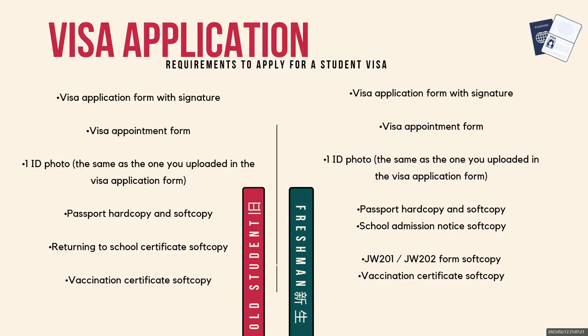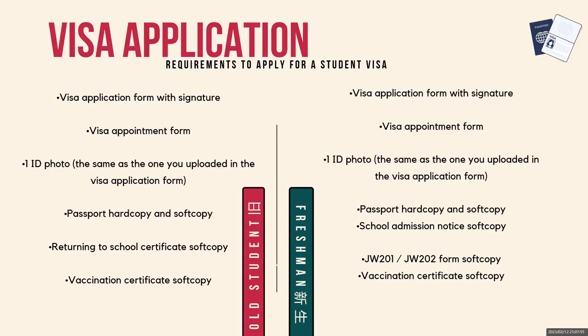And in this slide, you can see the requirements that are needed to apply for a visa application. If you pay attention, the requirements actually differ if you're an old student and whether you're a freshman. When you're an old student, you only need a visa application form with signature, a visa appointment form, one ID photo, passport hard copy and soft copy, returning to school certificate soft copy, vaccination certificate soft copy. It's a little bit of documents, but when you're a freshman, you need more.